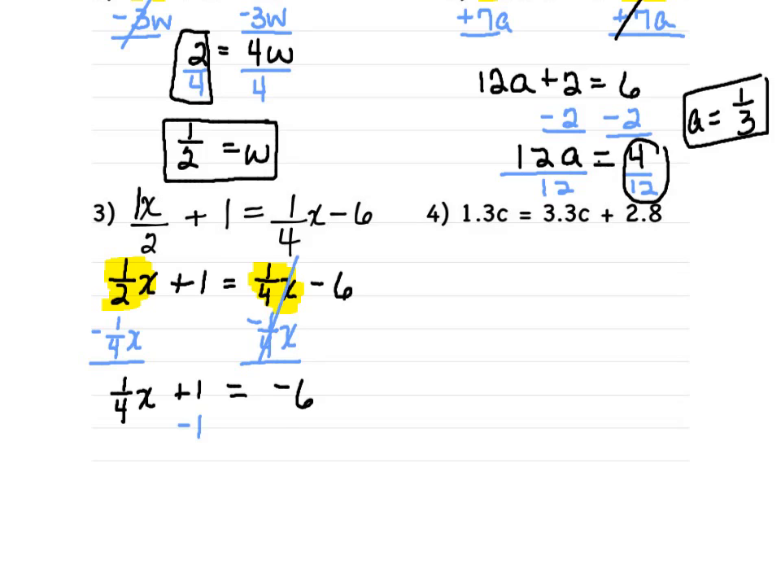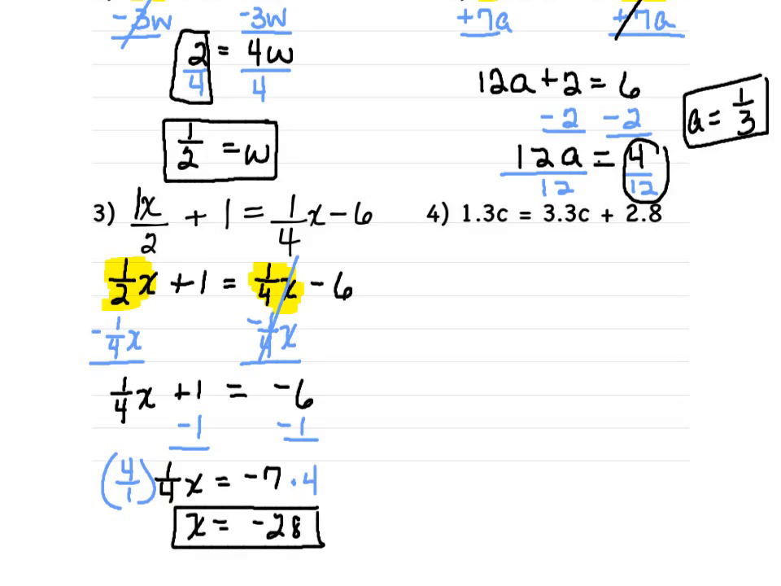We're going to subtract 1 from both sides. So here we have 1/4 x is equal to negative 7. And then in order to divide by 1/4, dividing by 1/4 is multiplying by the reciprocal 4/1, or 4, and whatever I do on one side, I'll do on the other. And so x equals negative 28. And that would be my solution.